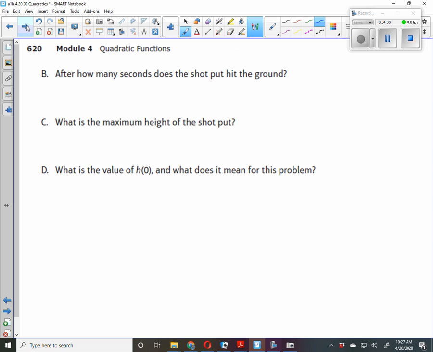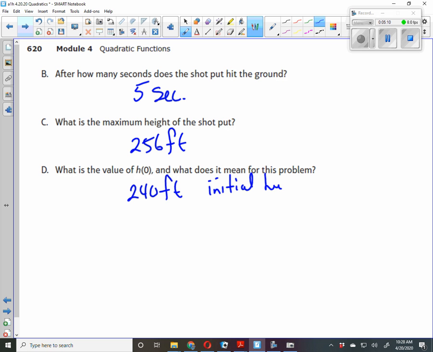Okay, so now we can answer questions. After how many seconds does the shot put hit the ground? 5 seconds. What is the maximum height of the shot put? 256 feet. What is the value of h of 0, and what does it mean for this problem? 240 feet, and that's the initial height of the shot put.